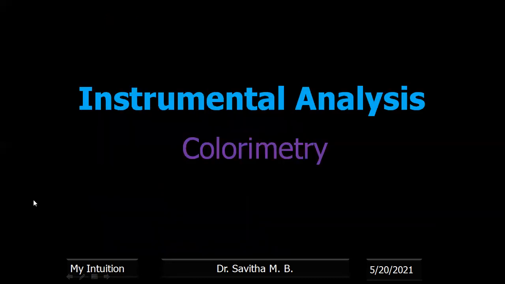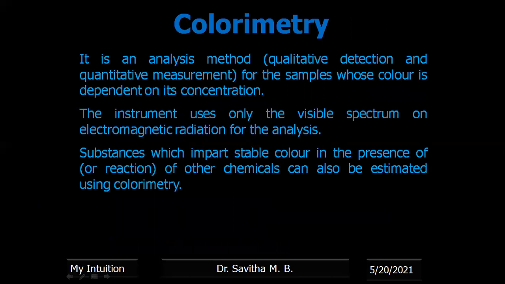First, we shall be discussing colorimetry. Colorimetry is an analysis method where you can find out the concentration of a species in a solution, but the solution should be colored. It is an analysis method for samples whose color is dependent on their concentration. As the concentration varies, the color also varies. This instrument uses only the visible spectrum of the electromagnetic radiation for the analysis. Substances which impart a stable color in the presence of other chemicals can also be estimated using colorimetry.